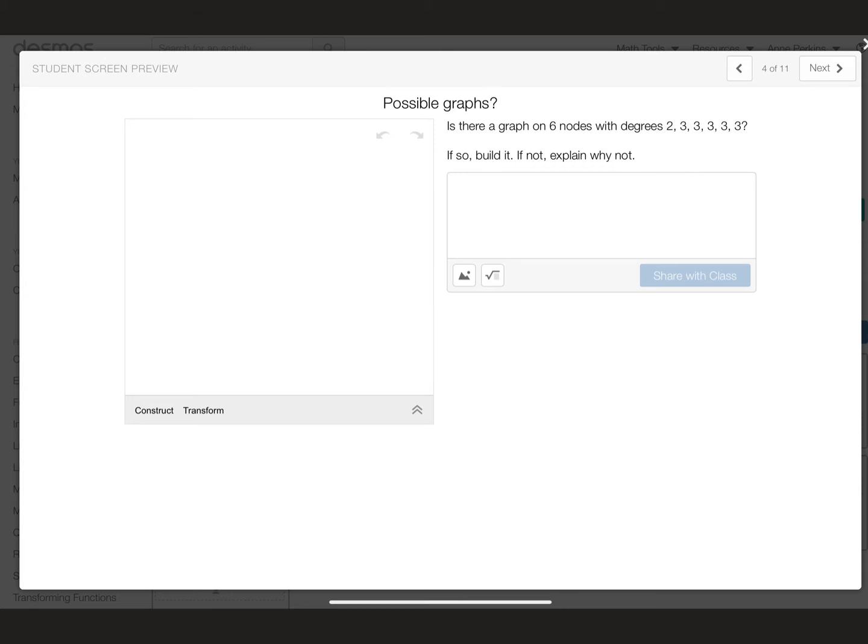So is there a graph on 6 nodes with degrees 2, 3, 3, 3, 3, 3? I should say, please try all of these before you watch this video because I'm just going to go through the answers. In this case, is there such a graph? No, there is not such a graph. And the reason for that is that if you add up all of those degrees, so you got your 2 plus 5 times 3, you're going to get 17.